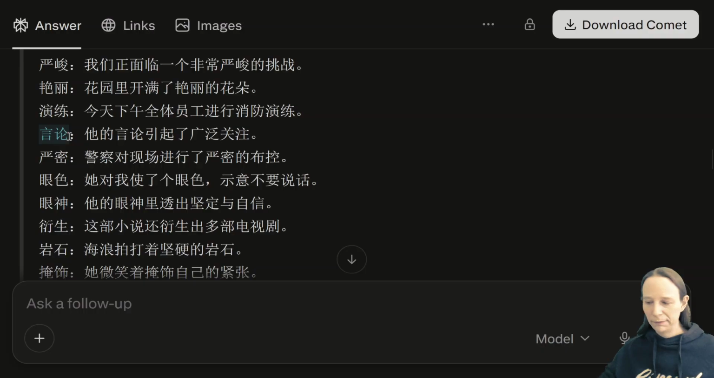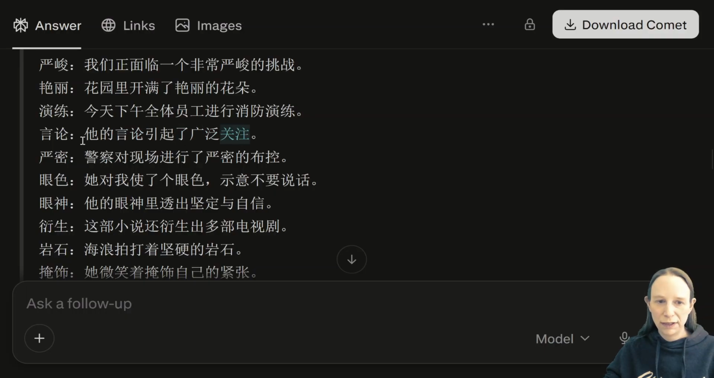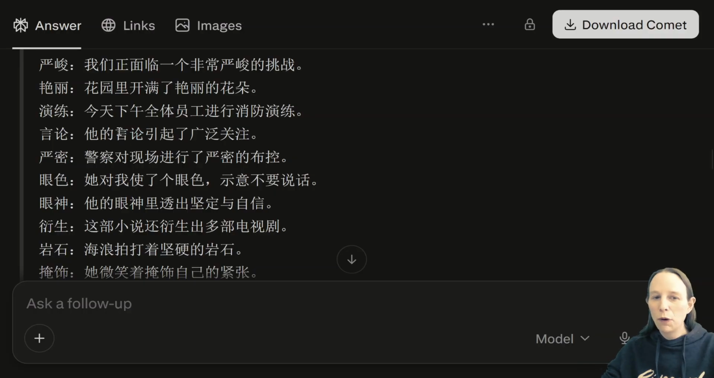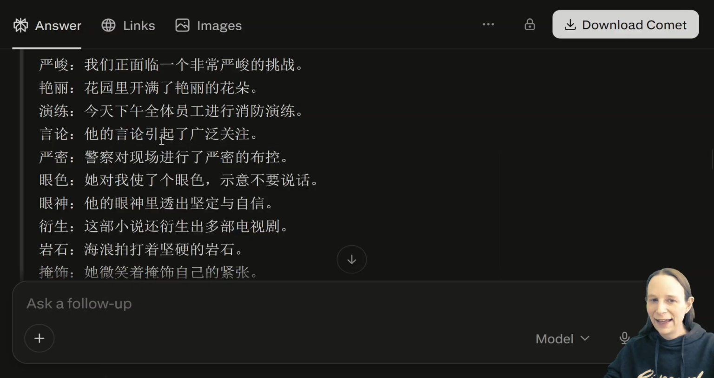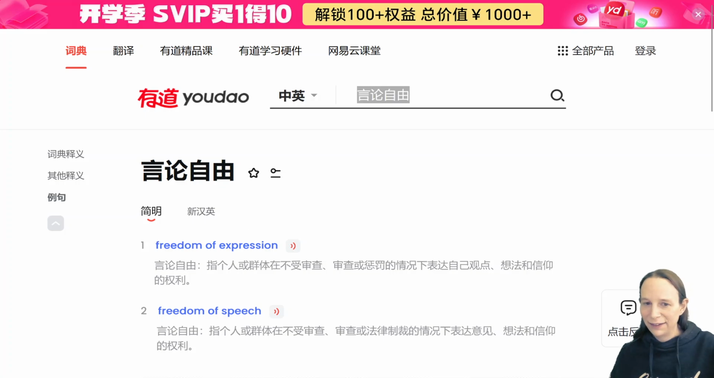All right. 言论. Okay, so usually you encounter this in 言论自由, but 言论 is like speech in the sense of freedom of speech. 他的言论引起了广泛关注. So his speech. I don't think it's referring to a specific speech he gave, at a talk or a presentation, but it's like what he says. Speech in, yeah, arguments, remarks, this sort of thing. Yeah, it's attracting wide attention. But yeah, you need to know 言论自由, freedom of speech.